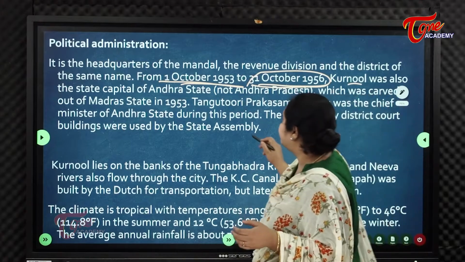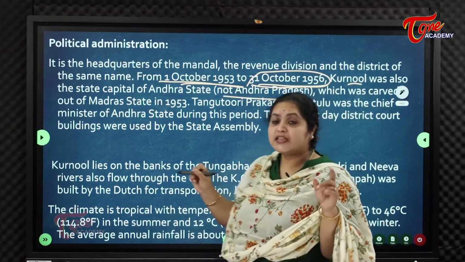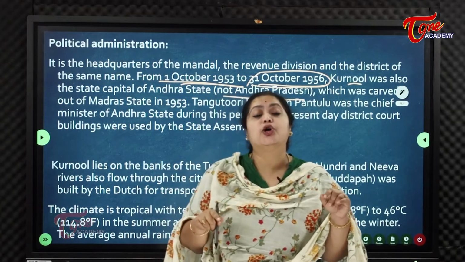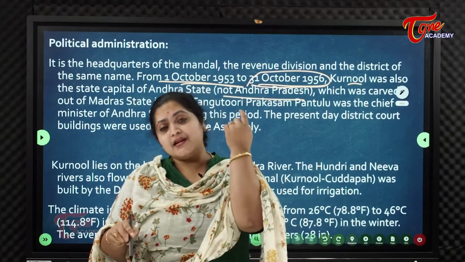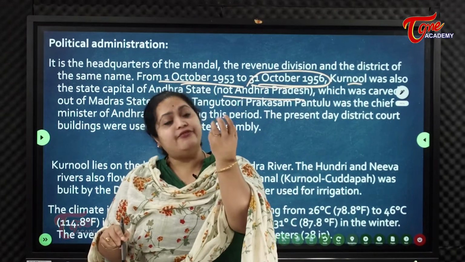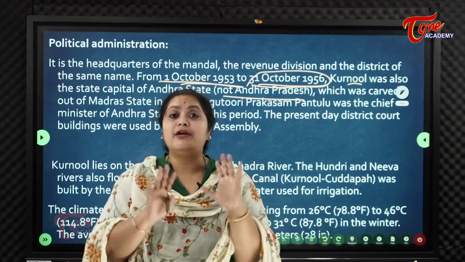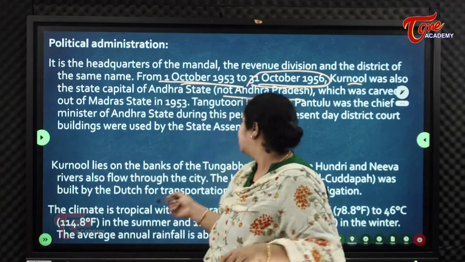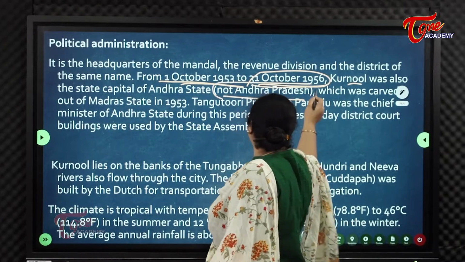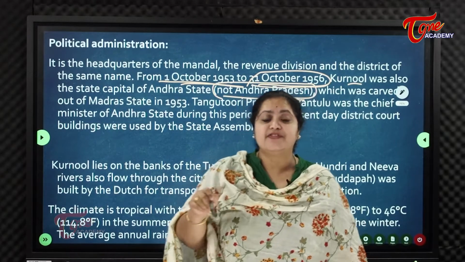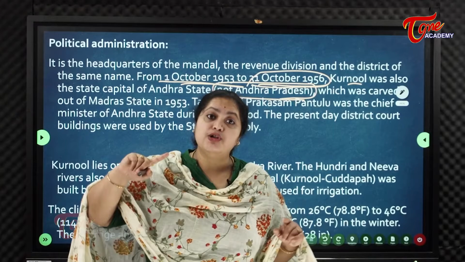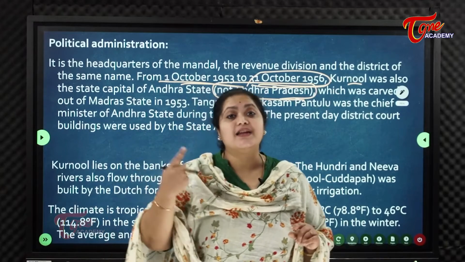It was the capital of Andhra State because when Andhra was formed from Madras, it was called Andhra State, not Andhra Pradesh. After 1956, Andhra was named Andhra Pradesh.